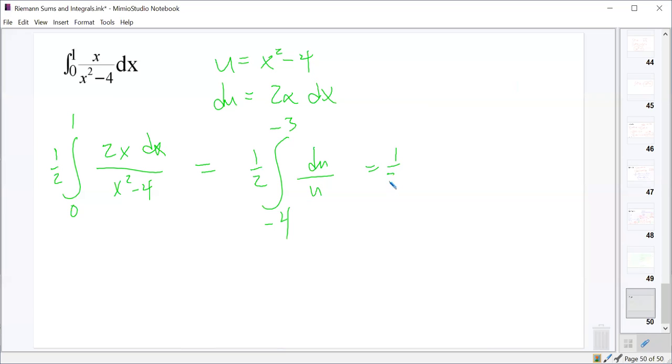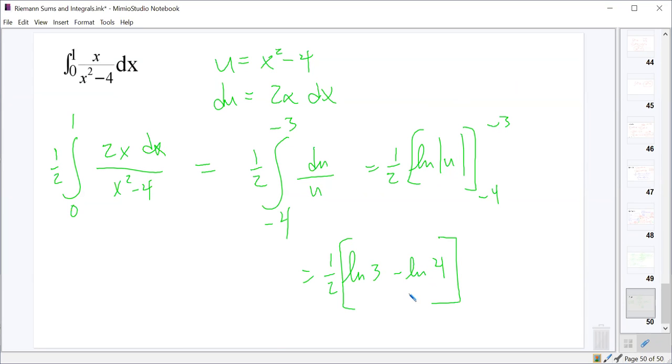So we end up with 1/2 natural log absolute value u from -4 to -3, or 1/2 natural log of 3 minus natural log of 4, right? The absolute value of your -3 and the absolute value of your -4. And this answer would be good. We could also write this as 1/2 natural log of 3/4 if we wanted.